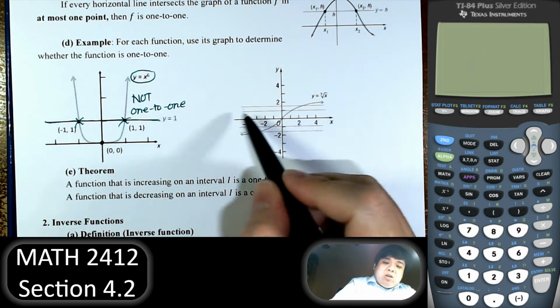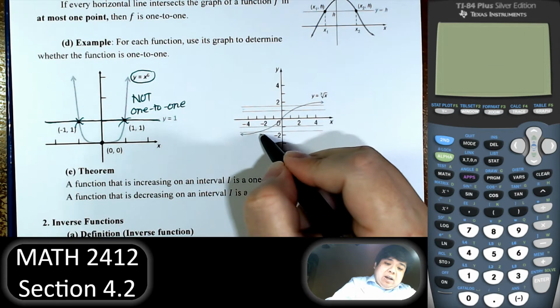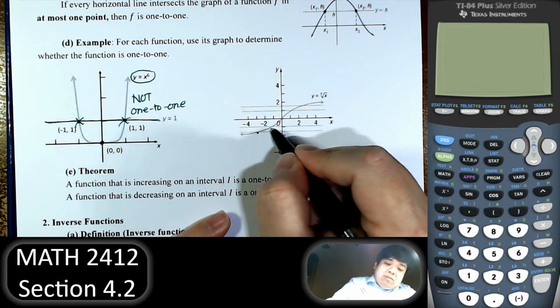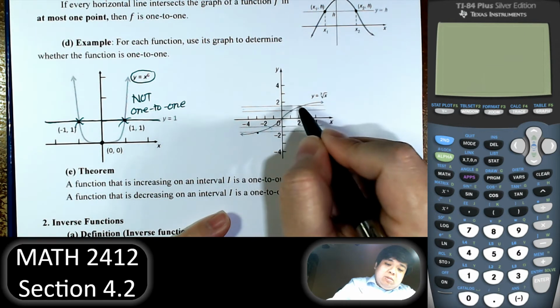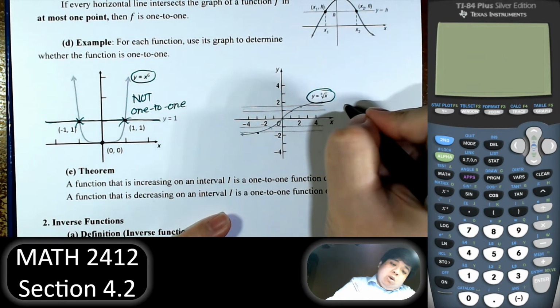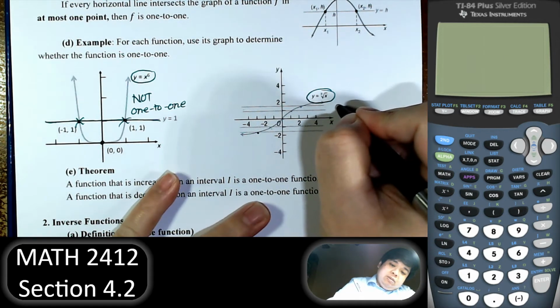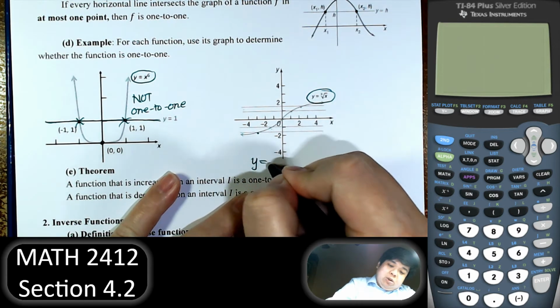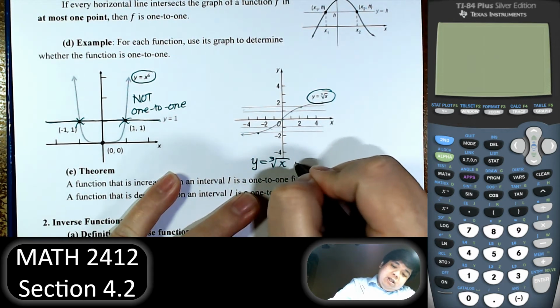Similarly, we have a bunch of horizontal lines, and all of them only intersect the graph at 1 point. So in this case, y equals cube root of x is a one-to-one function.